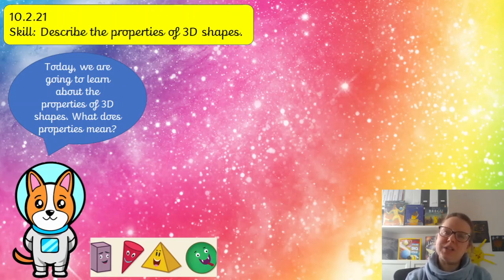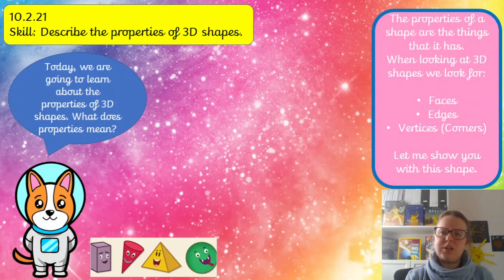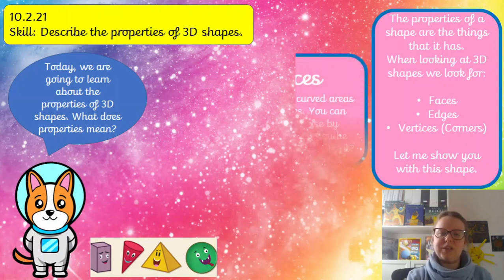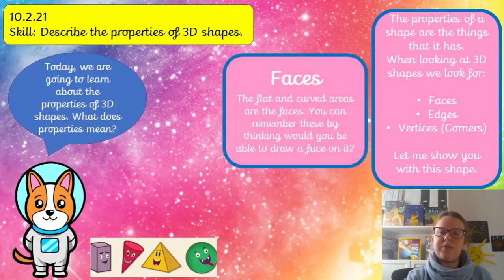Today for our maths learning we are going to be describing the properties of 3D shapes. So, what does properties mean? The properties of a shape are the things that it has. So when we are looking at 3D shapes, we look for faces, edges and vertices. Okay, so first let's think about faces.